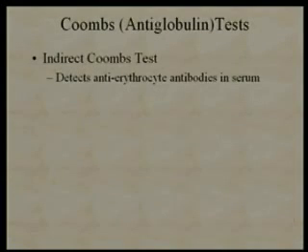The indirect test asks a different question, or attempts to answer a different question. It's used to detect whether or not your patient's serum has antibodies in it which will react with erythrocytes, or any particle for that matter, but typically erythrocytes. And you're concerned that this might be antibodies of this incomplete type. So you're asking whether or not the patient's serum has antibodies to the erythrocytes. All right?